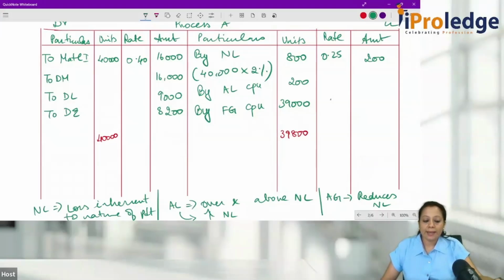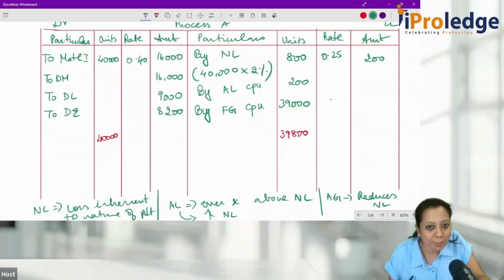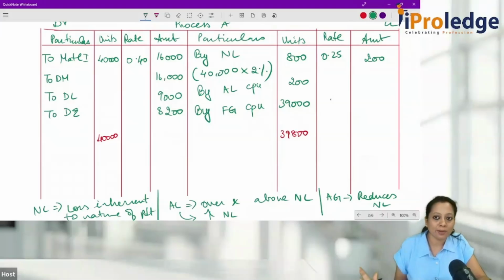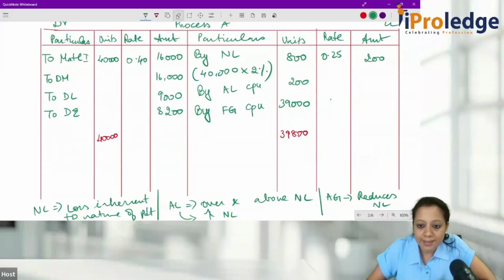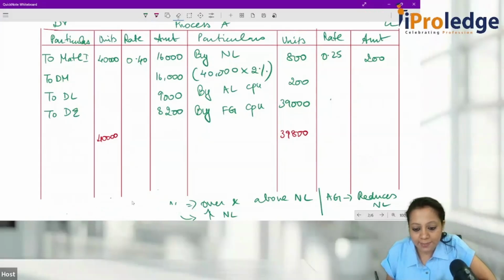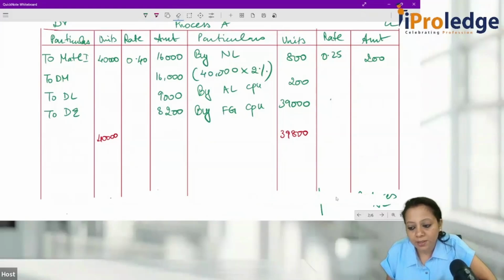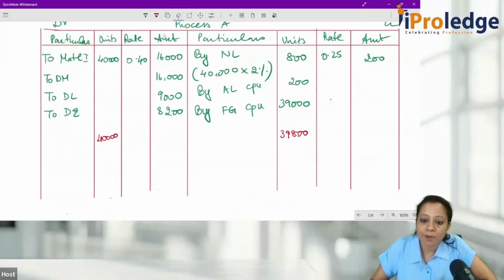What is the meaning of abnormal gain? I thought that, out of 1 kg of mango, one and a half mangoes will go waste. But only one mango went waste, which means normal loss was one and a half. Now I lost only one, so 0.5 is abnormal gain. Opposite is abnormal loss. I thought I will lose one and a half, but I have lost two and a half. One more I lost. It is increasing the normal loss. So like this, we should understand. Okay. So now I will just erase this. Those of you who have forgotten this concept, please go through question number 24 in the regular lectures.